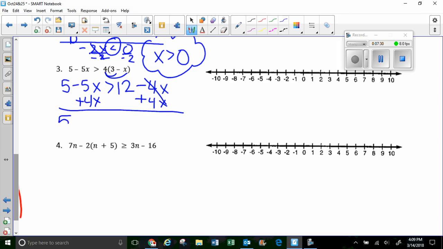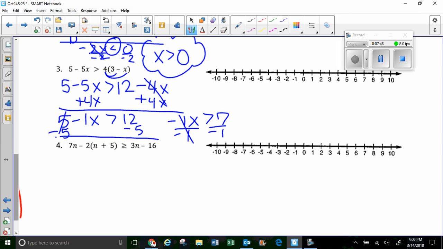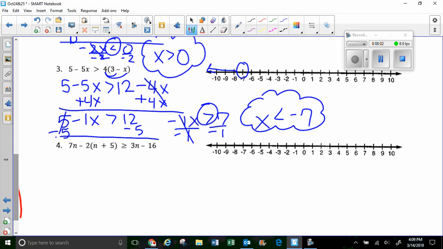which gives me 5 minus 1x is greater than 12. Subtract 5 on both sides, and you'll get negative 1x is greater than 7. Divide both sides by negative 1. Don't forget to flip your inequality symbol. That will become x is less than negative 7. So graphing that, that's going to be an open circle because it doesn't have the or equal to underneath. Arrow pointing to the left.